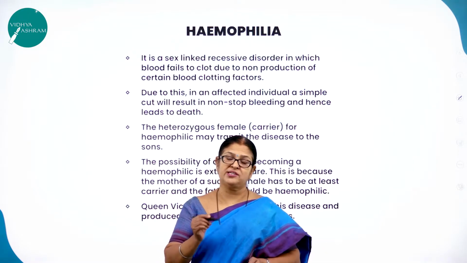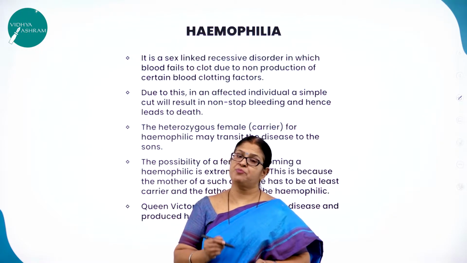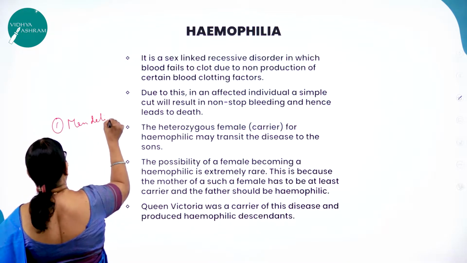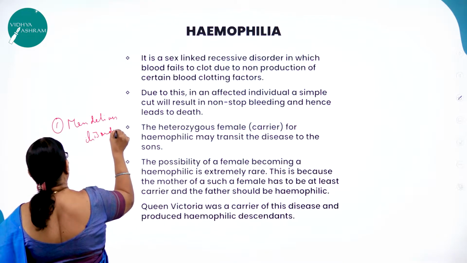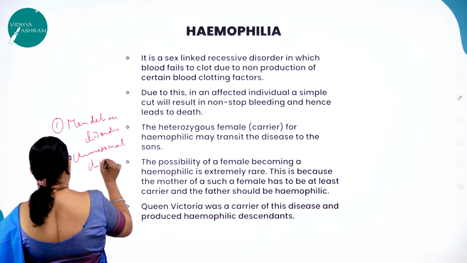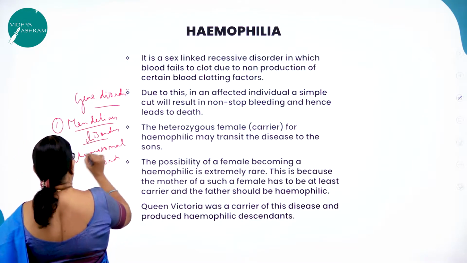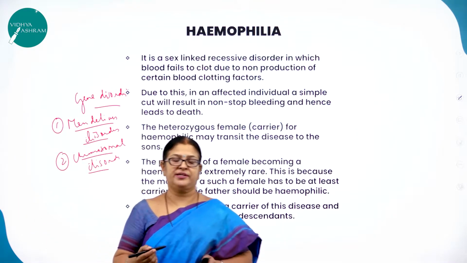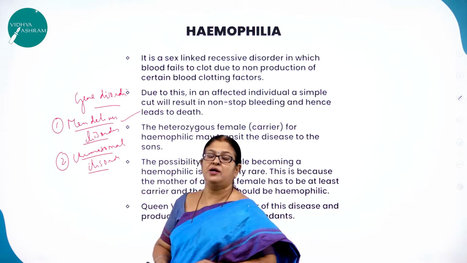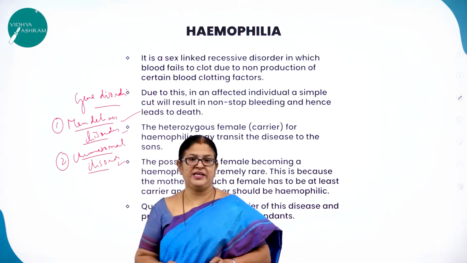Hope you remember the genetic disorders are studied in the human society as human genetics, and genetic disorders have been broadly classified into two types called Mendelian disorders and chromosomal disorders, right? Now we'll start with the first one called Mendelian disorder.